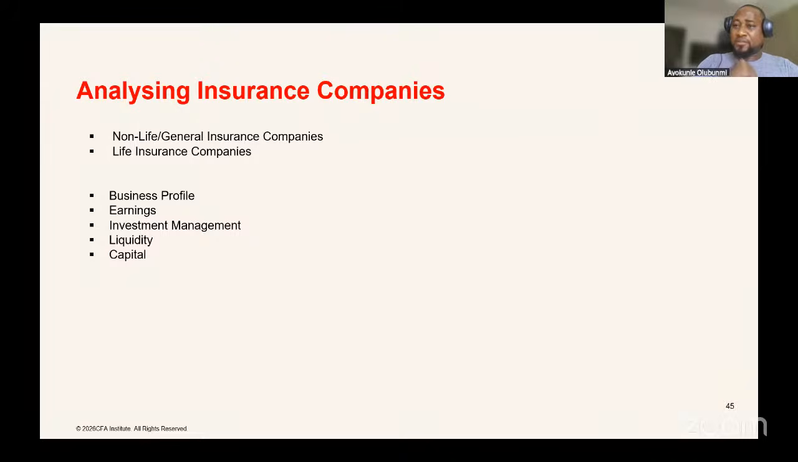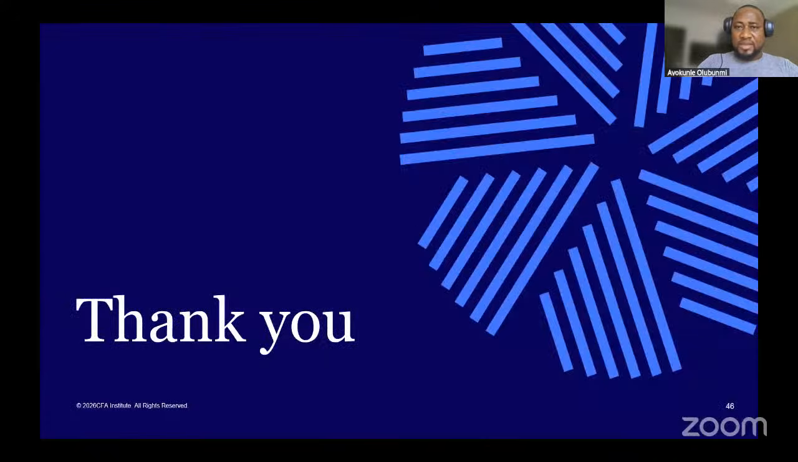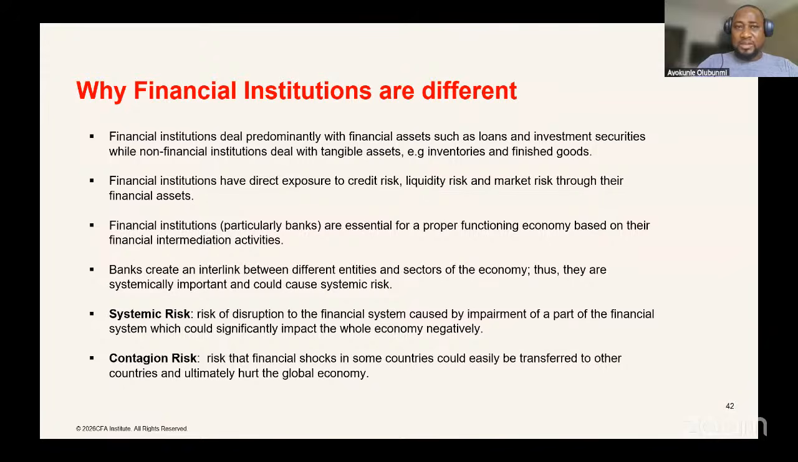In terms of capital, unlike the banks, where you have Basel or universal regulation, we don't have a universal regulation for insurance companies. However, note that given the volatility of non-life companies, the capital requirement is higher compared to that of a life company. I think that would be all for the class.